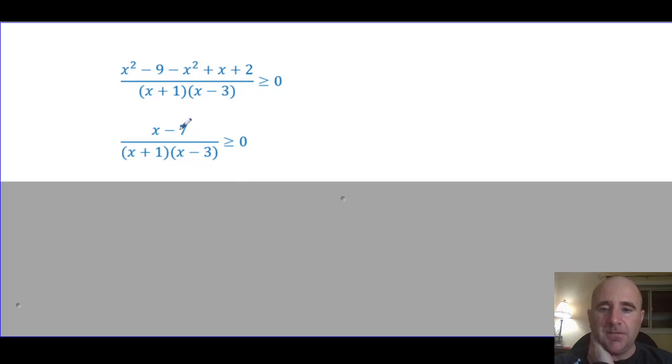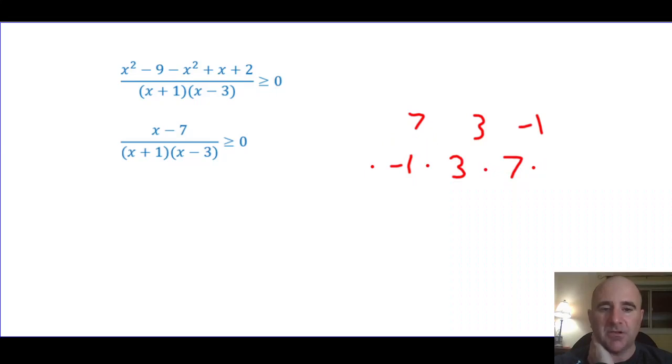But keep in mind, let's think about what the regions would look like. So we can think about what the graph of this would look like. It would have an x-intercept at 7. Okay, it would also have vertical asymptotes at 3 and negative 1. So there's 3 important places on the graph, negative 1, 3, and 7, which breaks the graph up into 4 regions. One before negative 1, one between -1 and 3, one between 3 and 7, and one greater than 7. Let's look at our table now.